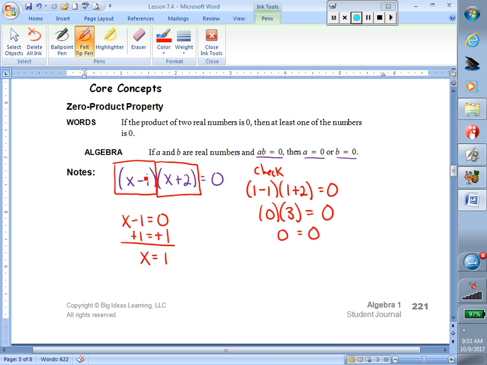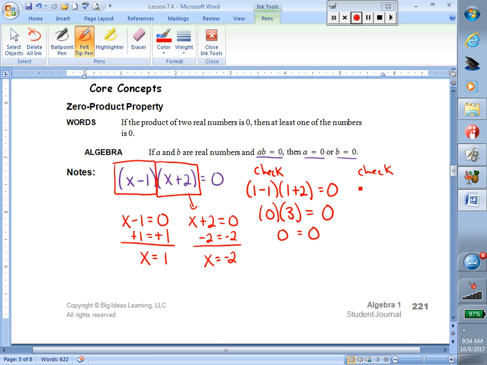So by figuring out what to put in for x to make x minus 1 equal 0, we came up with one of our solutions. Again, as long as I get one of the things I'm multiplying together to equal 0, my whole product will be 0. Let's see what we could get to make x plus 2 equal to 0. I'll subtract 2, x equals negative 2.